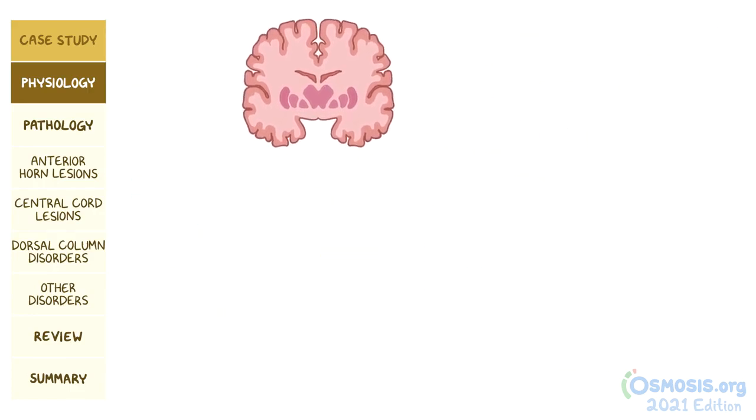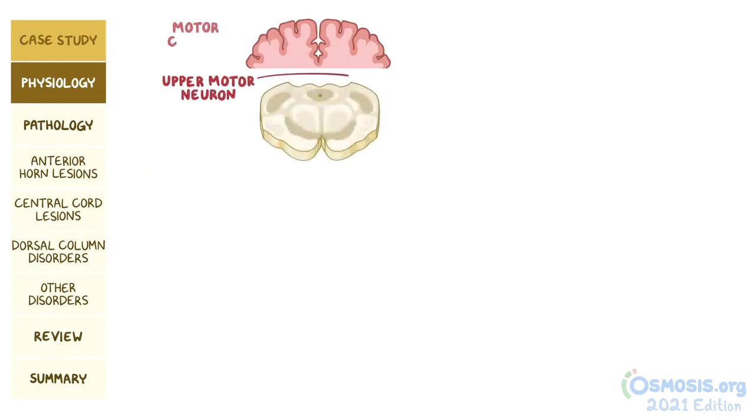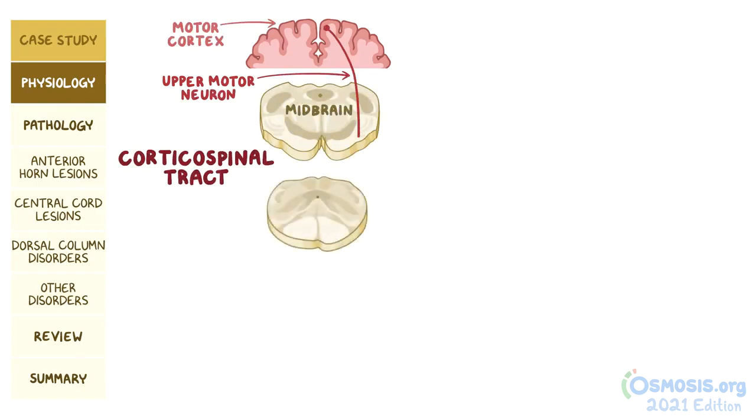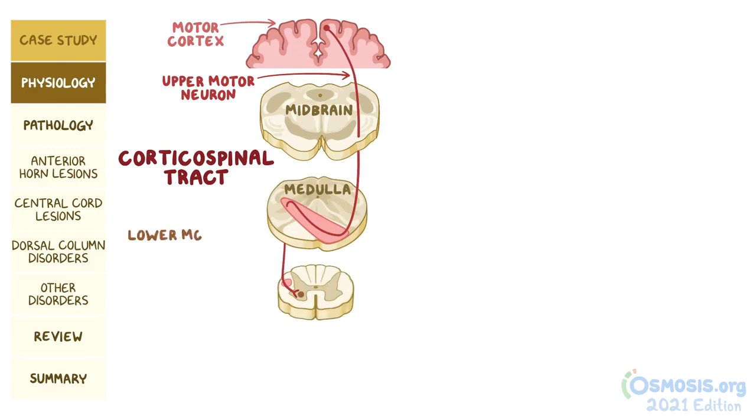Once your brain receives all that information, it may decide that it wants a muscle to contract. So, to do that, it sends a signal from an upper motor neuron in the motor cortex through a descending pathway known as the corticospinal tract in the midbrain and crosses to the opposite side of the medulla before continuing down the spinal cord. There, it synapses with lower motor neurons in the anterior horn. The lower motor neuron then sends out an axon that synapses with the muscle it innervates.